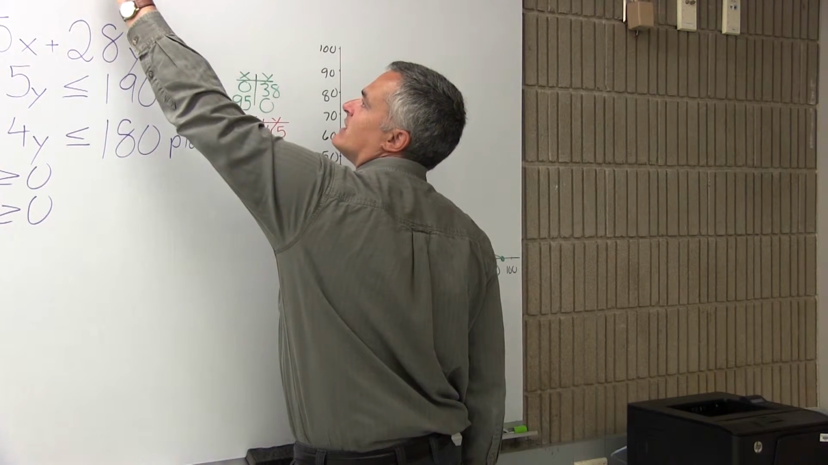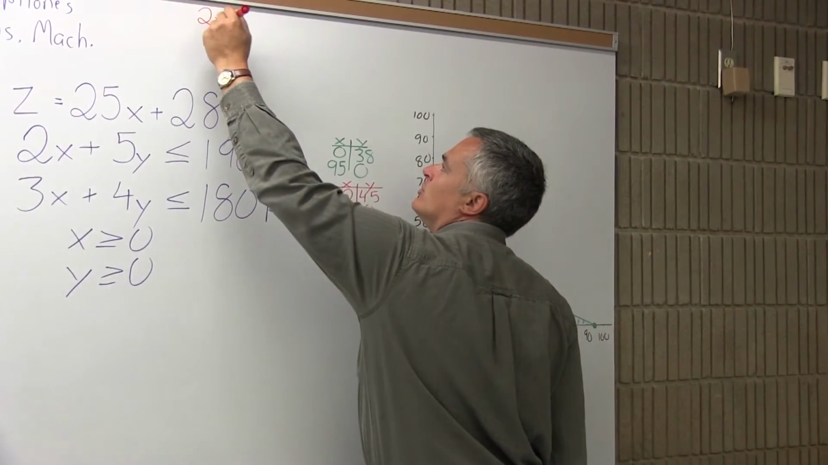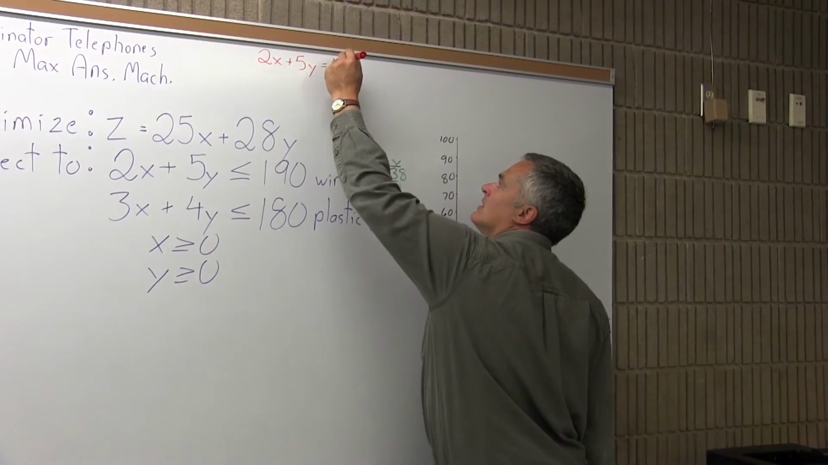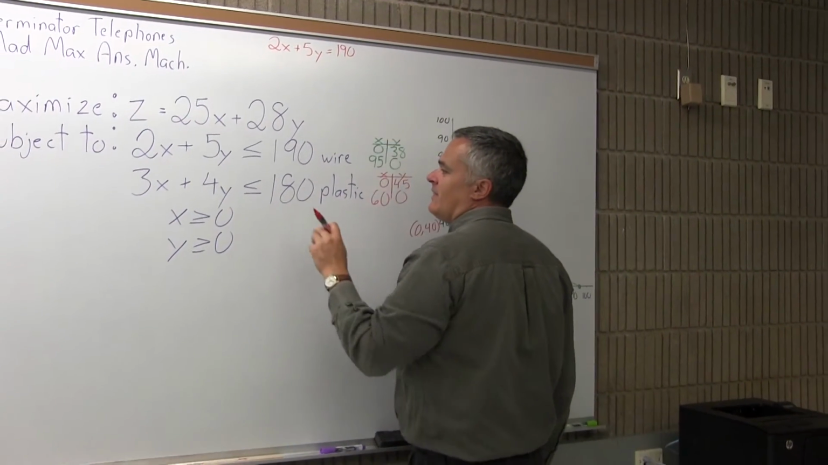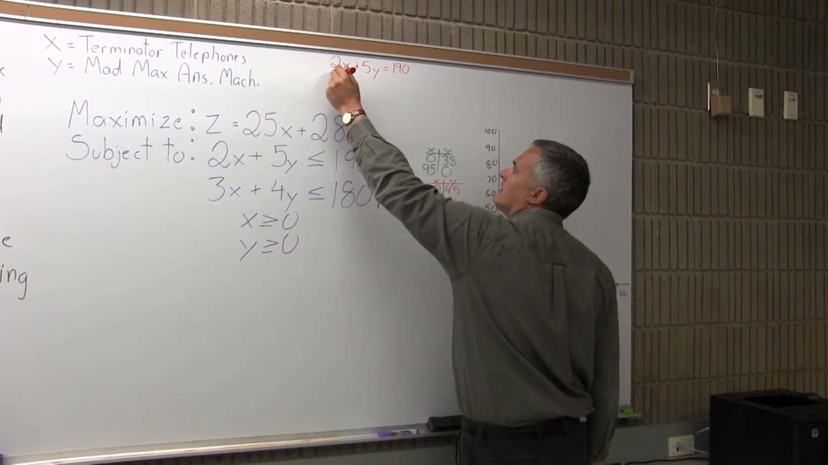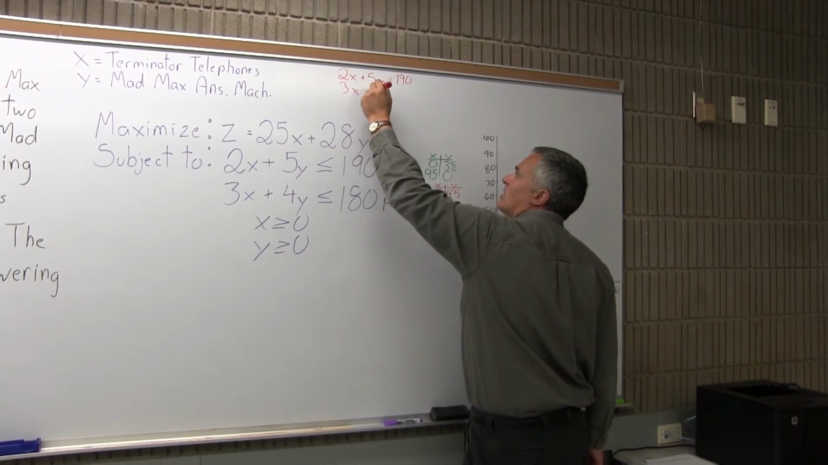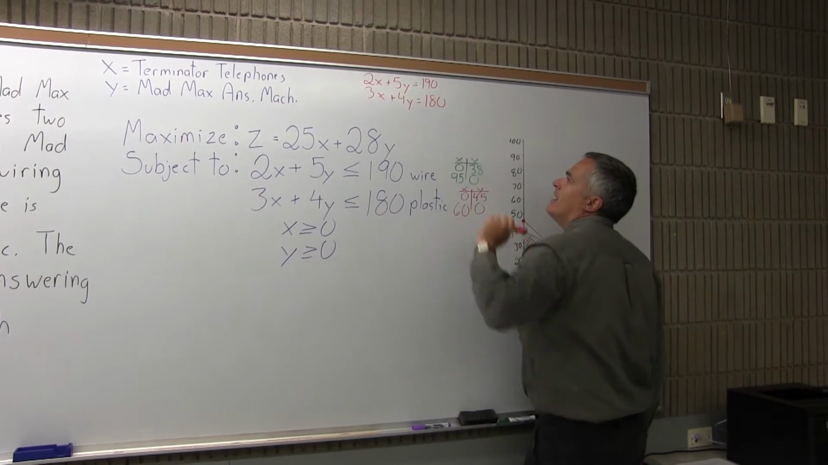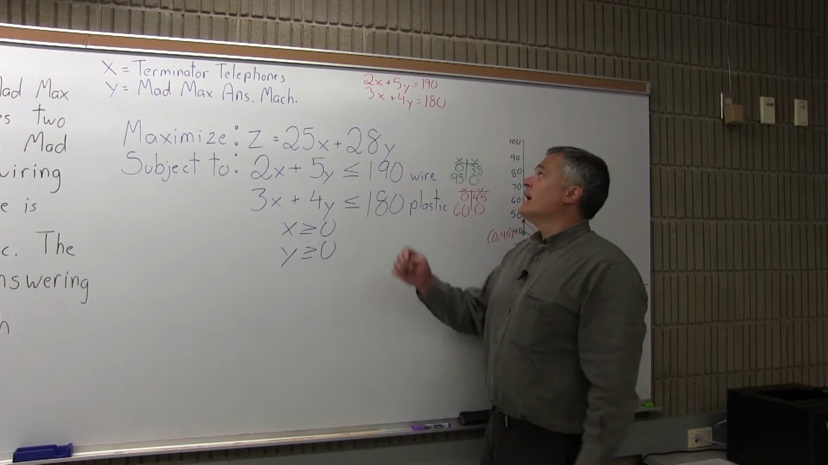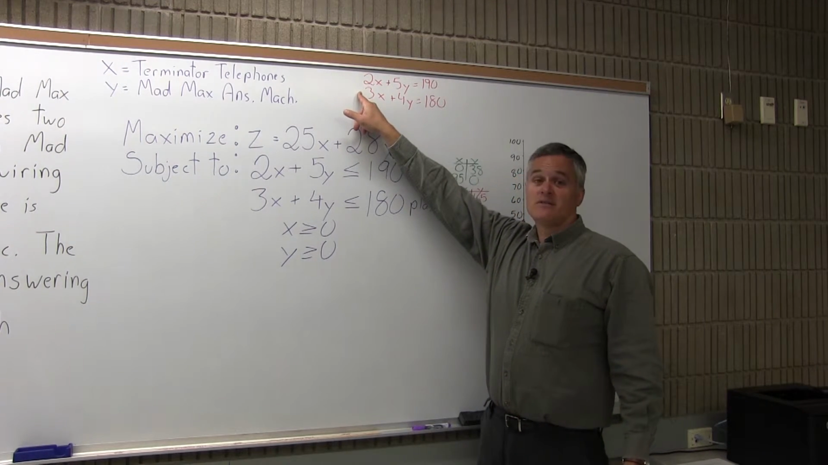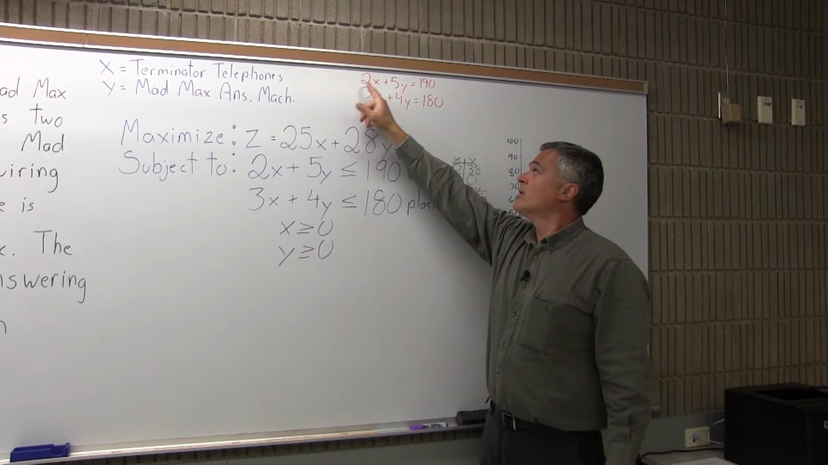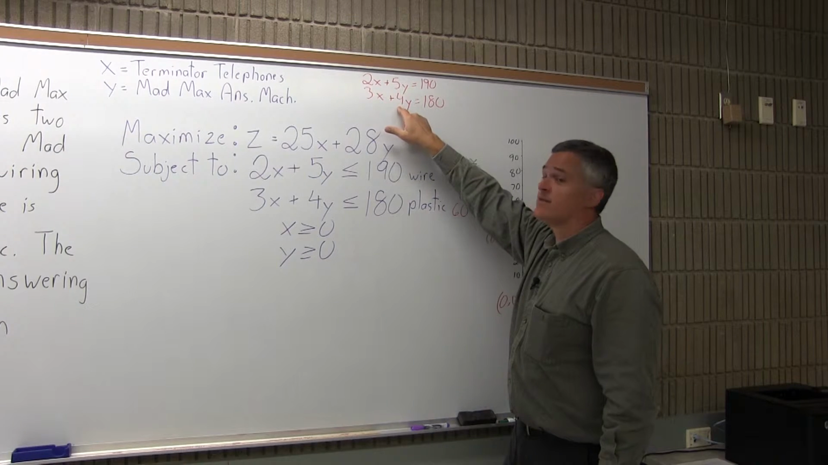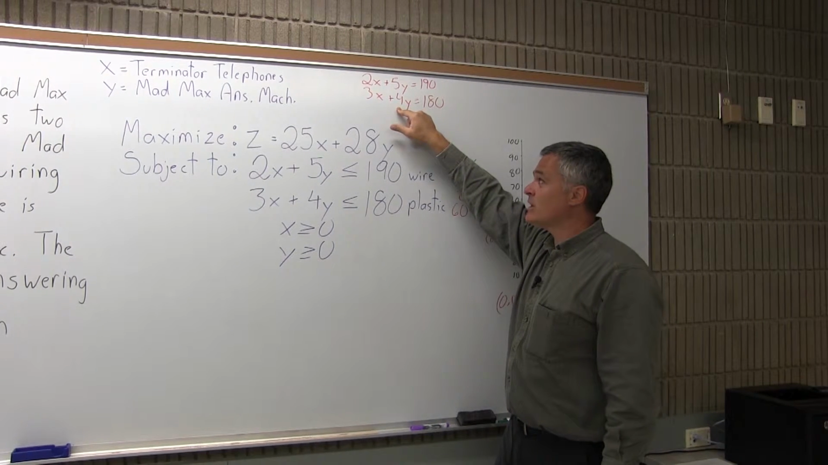Let me just take this one and write it as equals 190. So the wiring constraint, I would have 2x plus 5y equals 190. And then the plastic constraint, I would have 3x plus 4y equals 180. Now, what I would like to do, I could go with a positive 6x, negative 6x and make the x's cancel, which would work. Or if I do the y's, I guess I would have to do positive 20y, negative 20y. That would work too. It would give me the same answer either way.